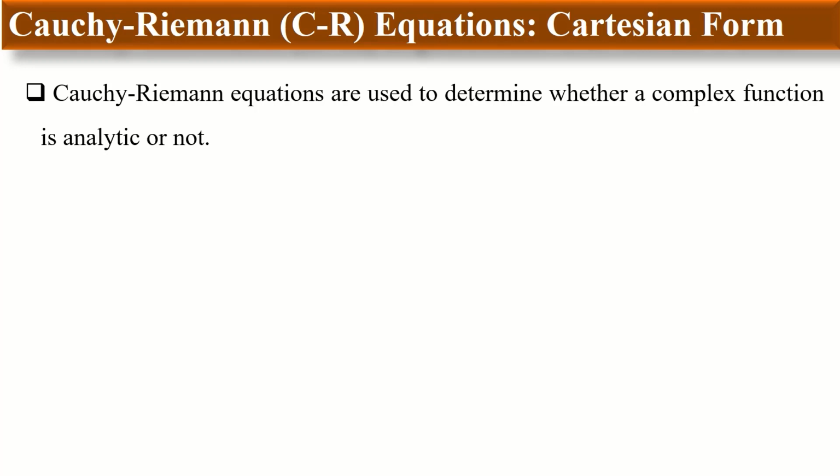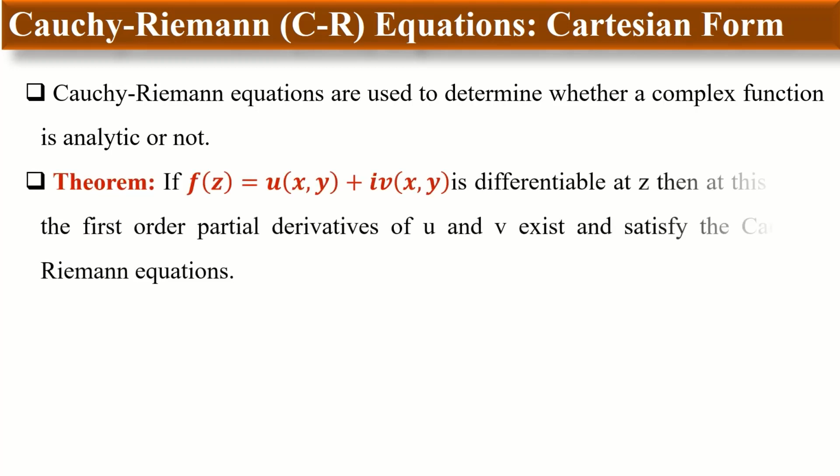Now a property we see for the analytic function is the Cauchy-Riemann equation, which is used to determine whether a complex function is analytic or not. So let us see what the CR equation is. Suppose we have a function f(z) in the form of u plus iv, where u and v are functions of x and y. If f(z) is differentiable at any point z, then at this point the first order partial derivatives of u and v exist and satisfy the Cauchy-Riemann equation.